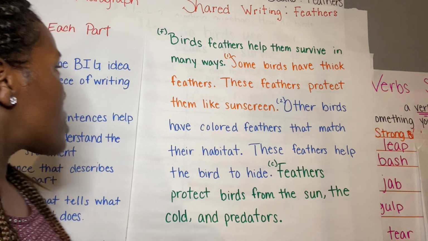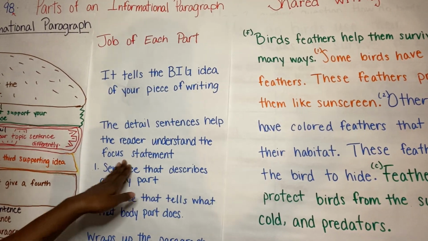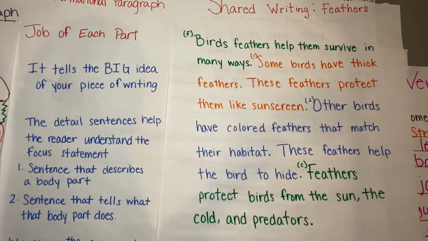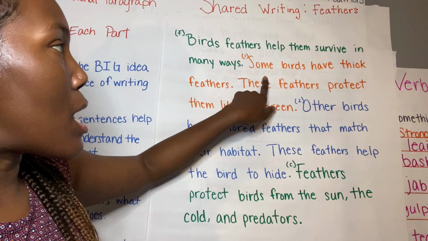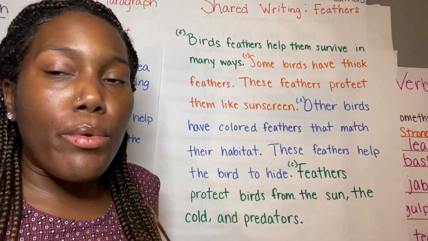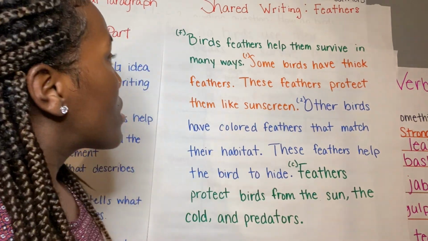Okay, so just like here, it said the detailed sentences help the reader understand the focus statement, and our first sentence describes the body part. That first sentence says, some birds have thick feathers. That's the body part. That's the body part that we were talking about for this paragraph. We were talking about feathers.